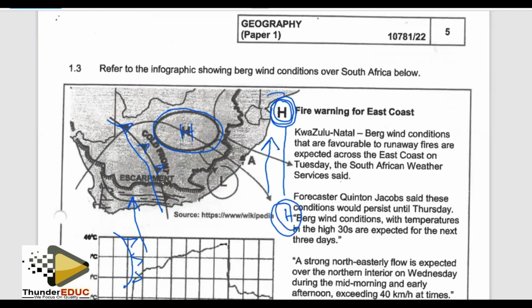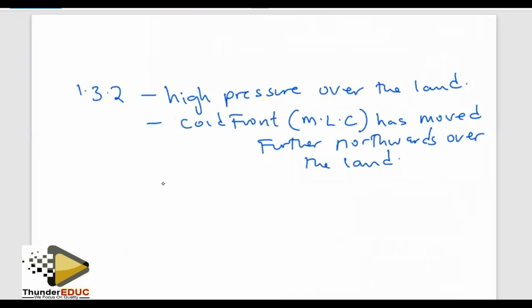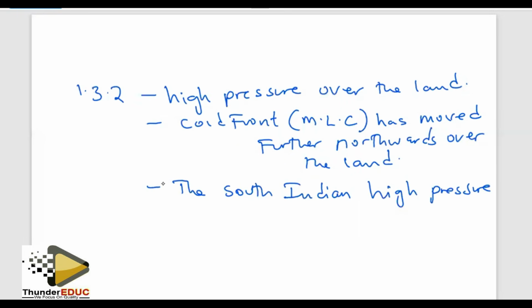We see the South Indian high pressure cell, which as well moved northwards over the land. So that's why you could as well say the South Indian high pressure cell has moved further north.